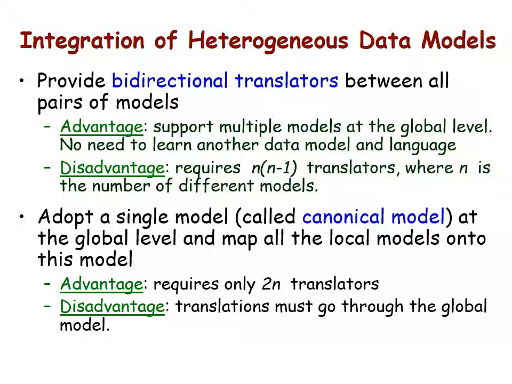Alternatively, we can adopt a canonical model, say SQL, at the global level for all global queries. Then we need only one translator from SQL to each of the distinct query languages used in the local database systems. This is a less expensive approach, although every global user would need to know SQL. This is not an unreasonable requirement given that SQL is an industry standard nowadays.